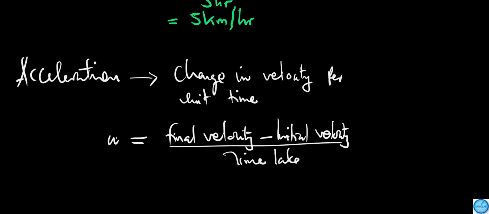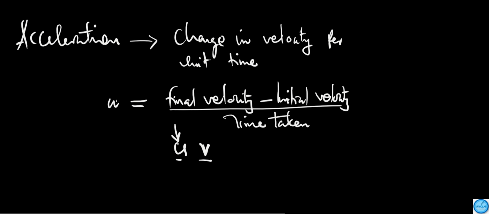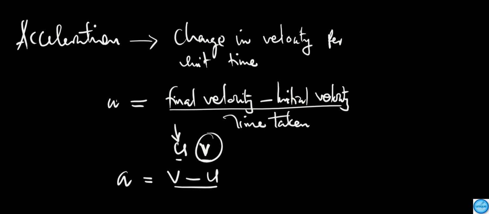Time taken. In the alphabet, after A B C D we have O P Q, and then U V W. U as initial, V as final. So the formula which you may have seen in books is acceleration is equal to final velocity V minus initial velocity U, then divided by t. That's the formula which we use.